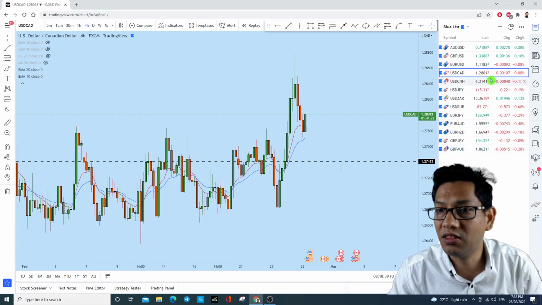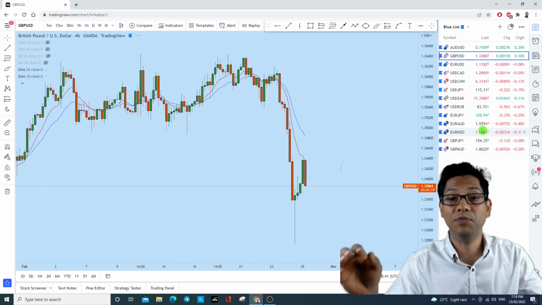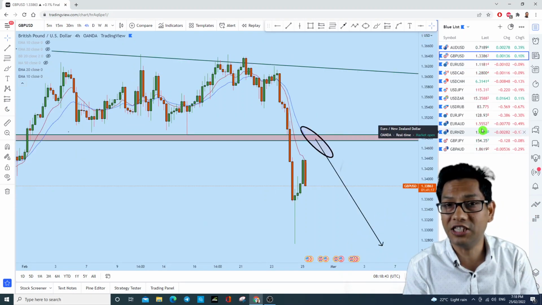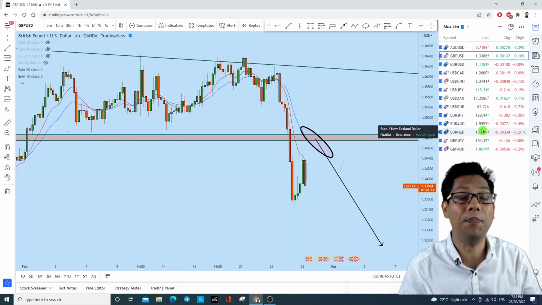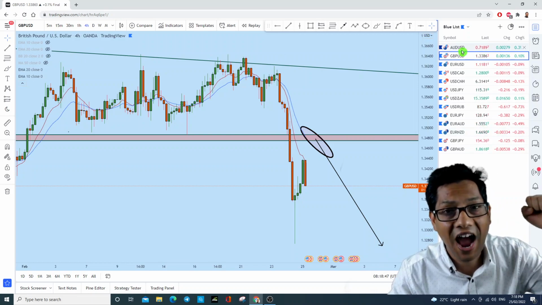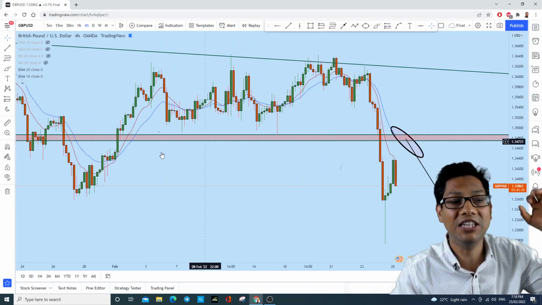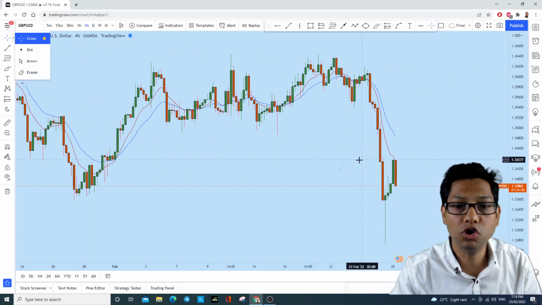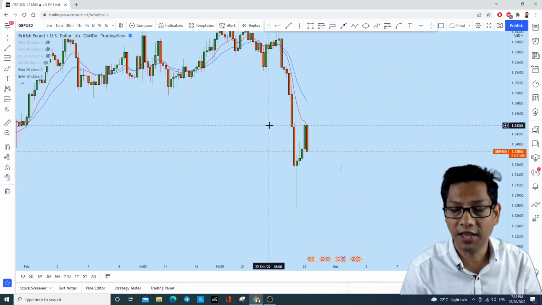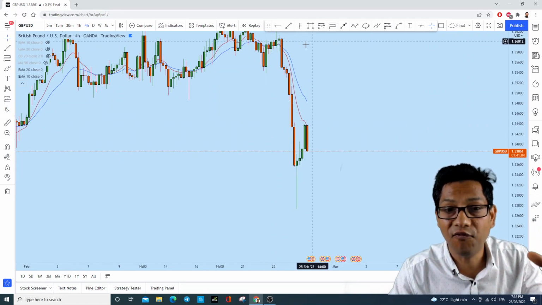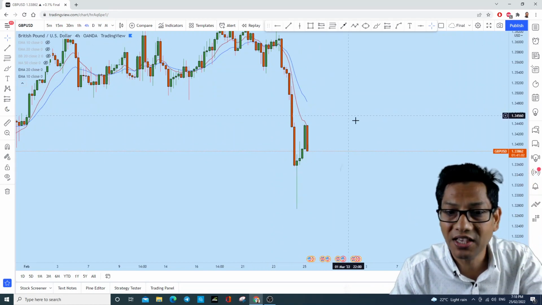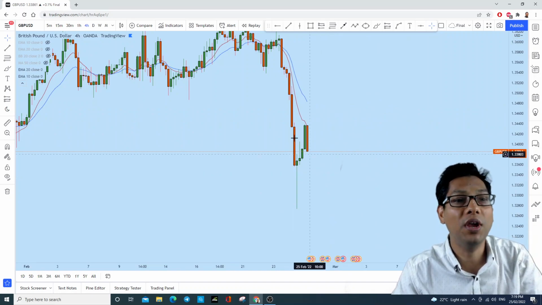Let's start with GBP USD, guys. This is going to be awesome. Look at this pair, how it is dropping. GBP is highly bearish. USD is getting stronger because of the fundamentals only. As you can see, this is the 4-hour chart, that is our base chart. GBP, how it is falling.